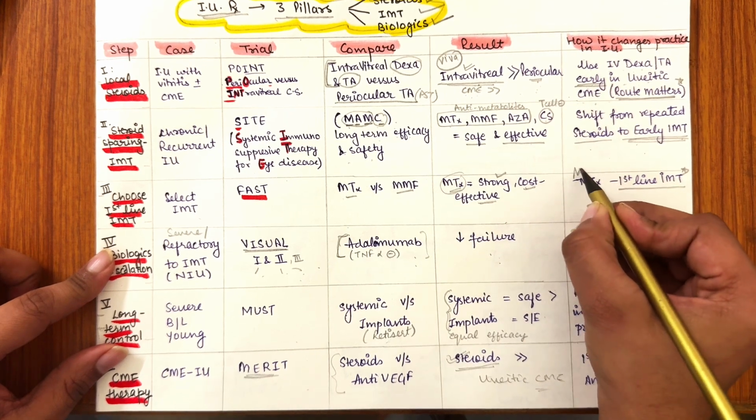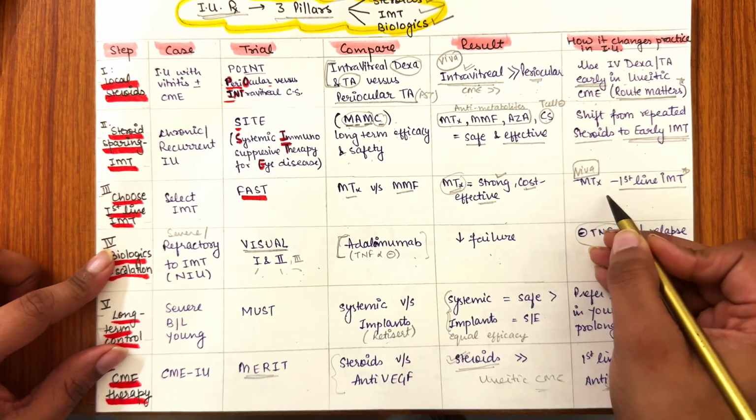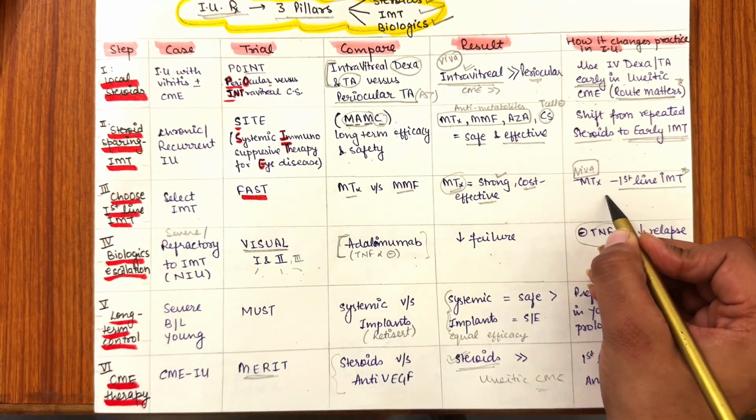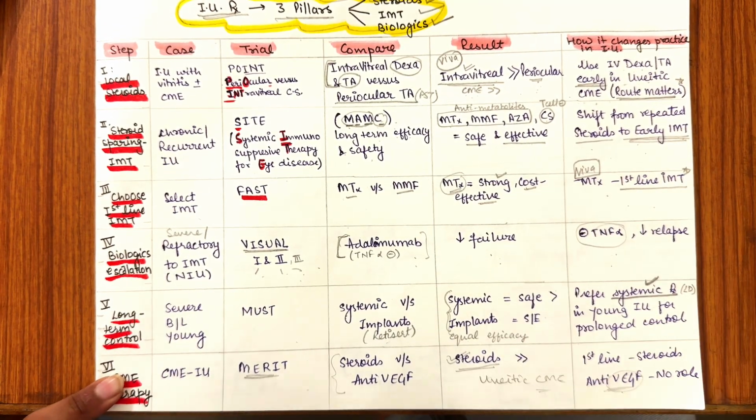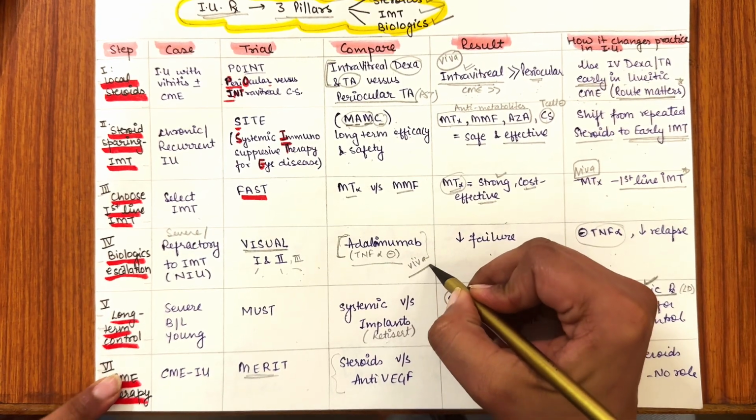Second, they ask which is the first line treatment taken as immunomodulator therapy. So you should know about methotrexate. Now biologics, they ask for TNF alpha inhibitor. You should be aware of adalimumab.